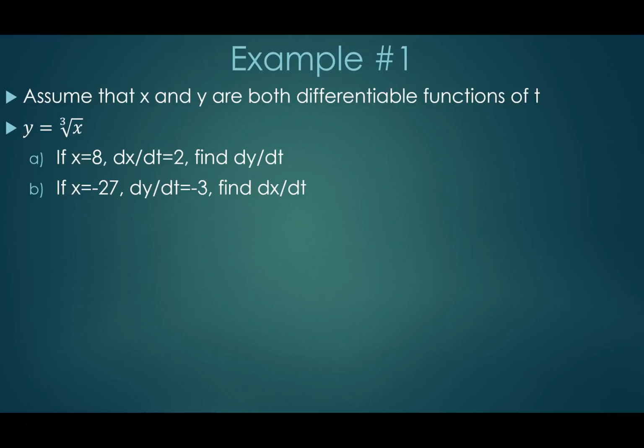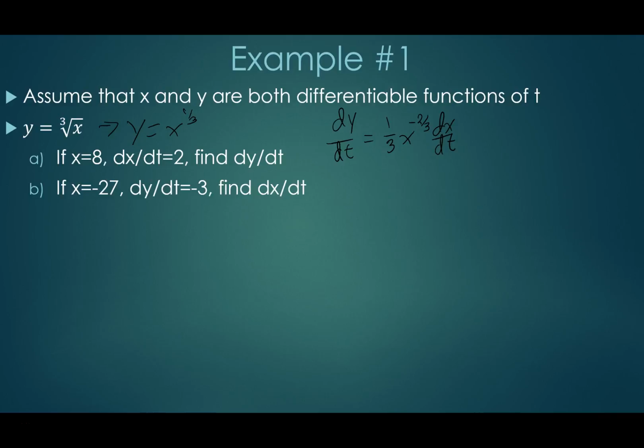So right here we're assuming both x and y are differentiable functions of t, where y equals the cube root of x, or as I'm going to rewrite it for derivative purposes, y equals x to the 1/3 power. We're given these two scenarios. A: if x equals 8 and dx/dt is 2, find dy/dt. And scenario B: if x equals negative 27, dy/dt is negative 3, find dx/dt. So for both cases I need to find my derivative. Derivative of y is just simply dy/dt, and derivative of x to the 1/3 becomes 1/3 x to the negative 2/3 dx/dt.